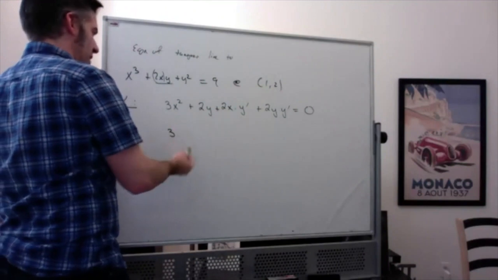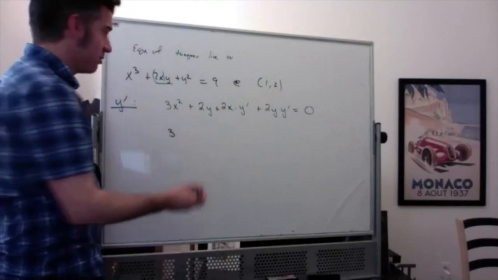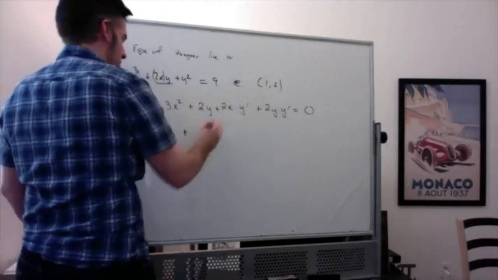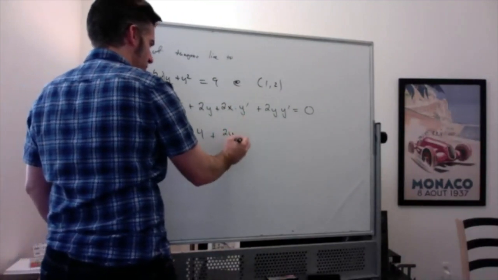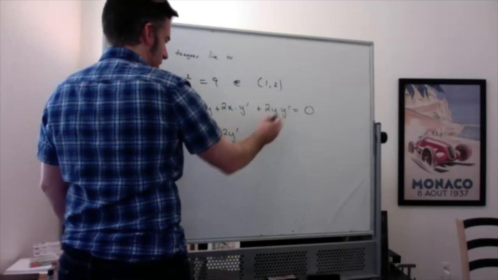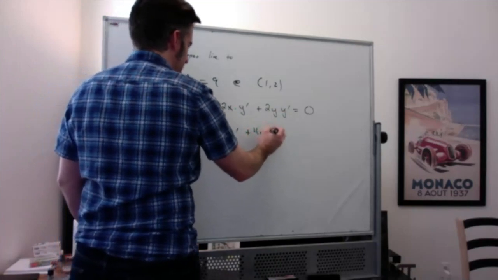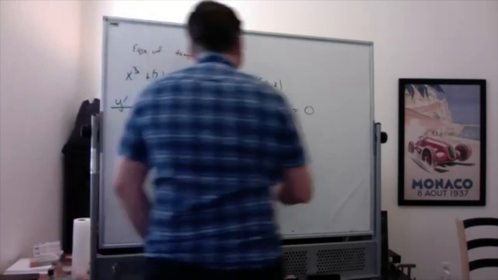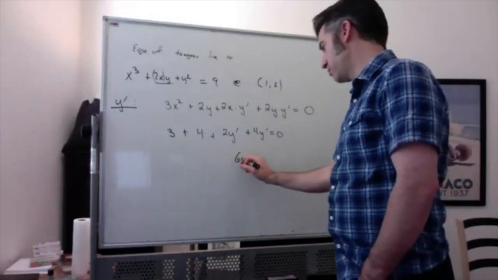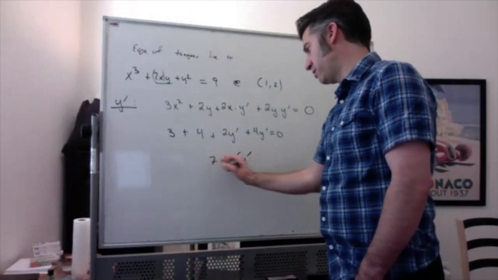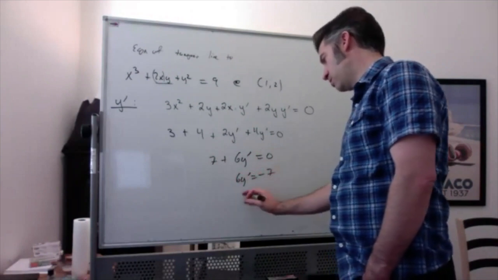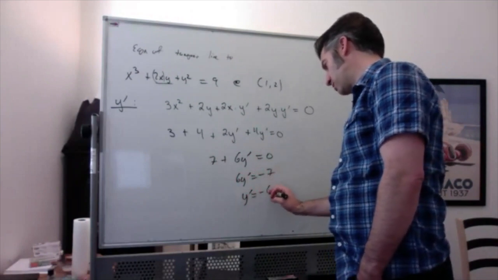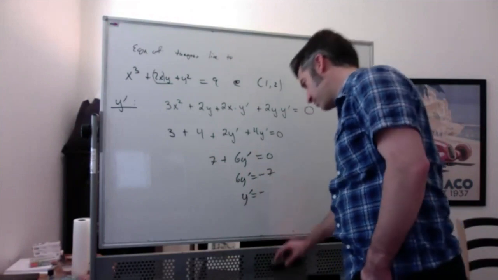So I have 3 times 1 squared, which is just 3, plus 2 times 2, which is 4, plus 2 times 1 times y prime, which is 2y prime, plus 2 times 2 times y prime, which is 4y prime, equal to 0. So I have 6y prime plus 7 equals 0. So 6y prime equals negative 7. So y prime equals negative 7 over 6.